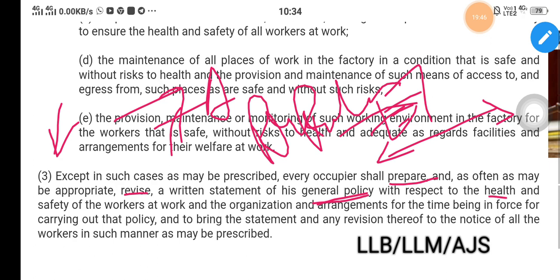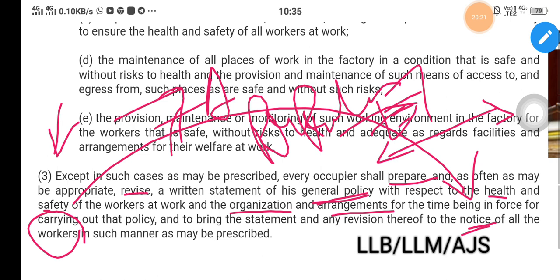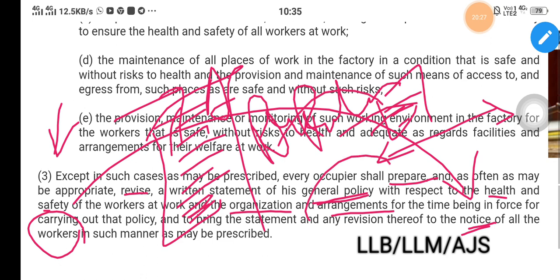Health and safety of his workers at work, and the organization and arrangements for the time being in force for carrying out that policy. Not only the policy, so first of all we have to make a policy. The purpose of the policy is the health and safety of the workers. Not only this, but he has to write in the policy what are the organization and arrangements which he has made for implementing that purpose, and to bring the statement and any revision thereof to the notice of the workers in such manner as may be prescribed. So the workers must have notice of it, and it is the duty of the occupier to bring those provisions, written statements, to the notice of the workers.